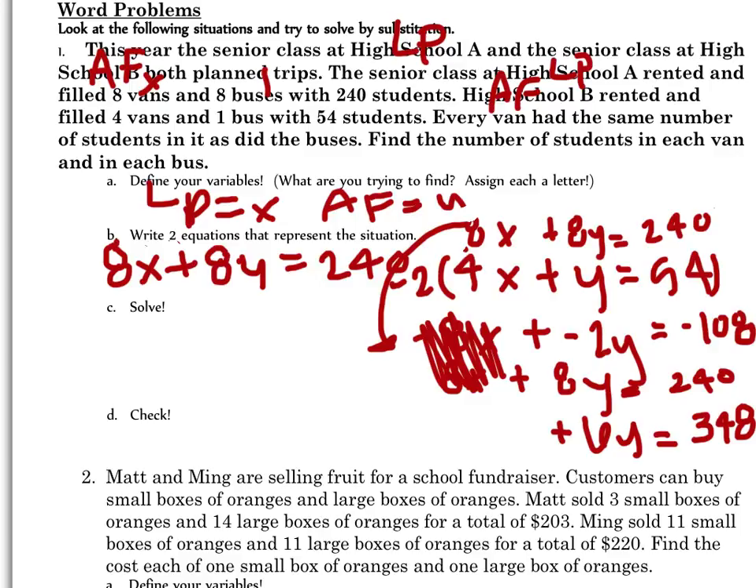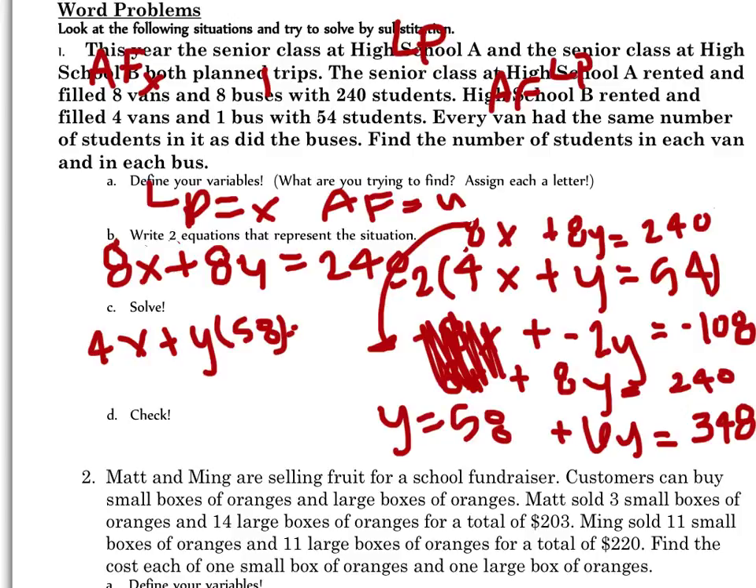$348. Are you done? No, because I had to talk. And then divided by 6 is equal to 58. So y equals 58. We're going to plug that into a solution. So 4x plus y 58 equals. Christian, you're getting this wrong. No, because the equal is wrong because it's divided by.